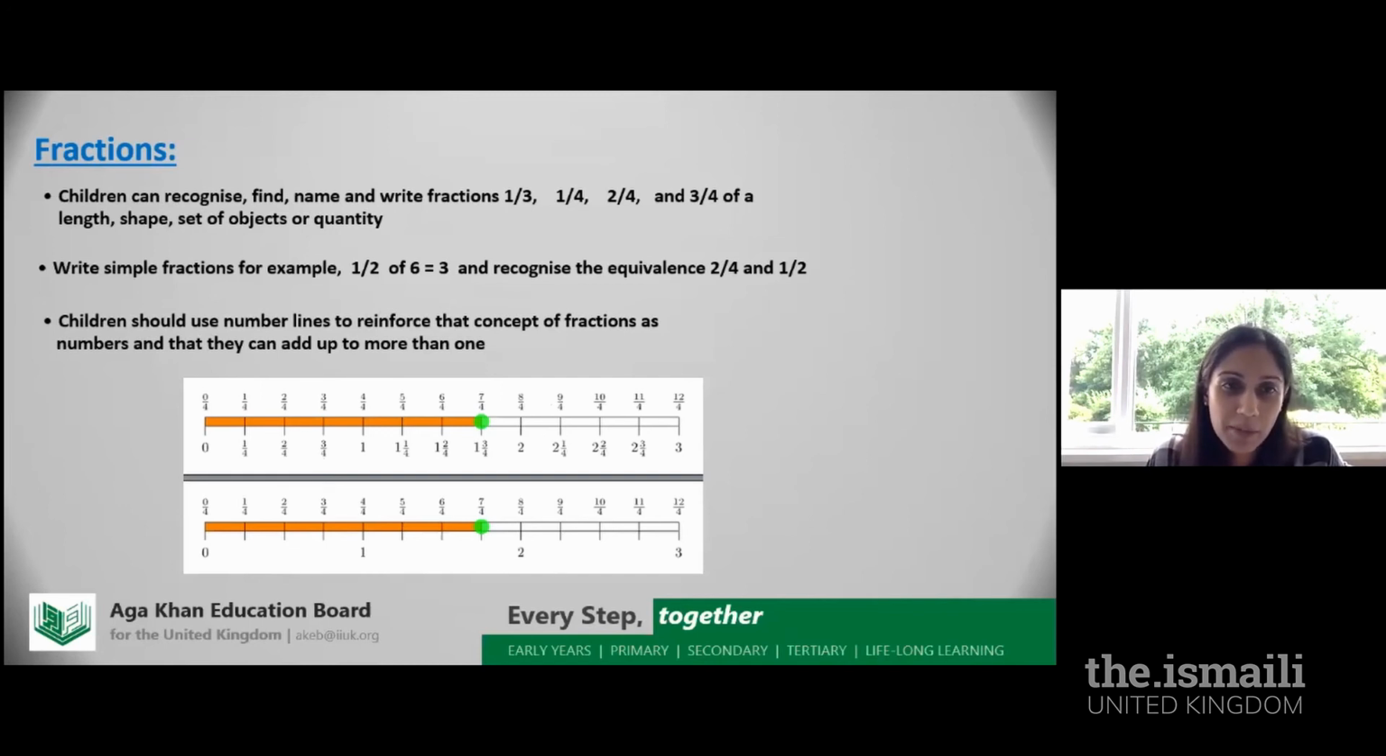Children should also be able to use number lines to reinforce the concept of fractions. Now, if we have a look at the number line here, we can see that each part has been divided into equal fractions, each representing 1/4. So children should be able to work their way across the number line and see 1/4, 1/2, 3/4 and a whole. And they should be able to recognise that fractions can go beyond 1. So we can go on to 1 1/4, 1 1/2, 1 3/4, and so on.